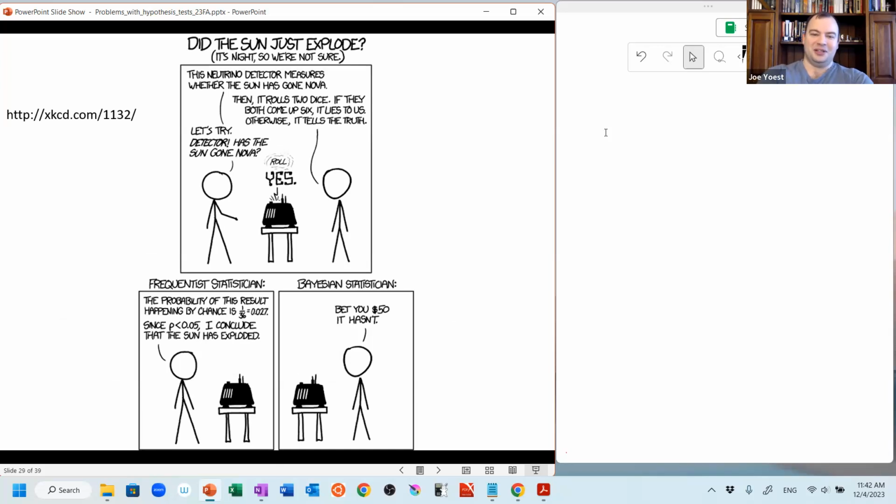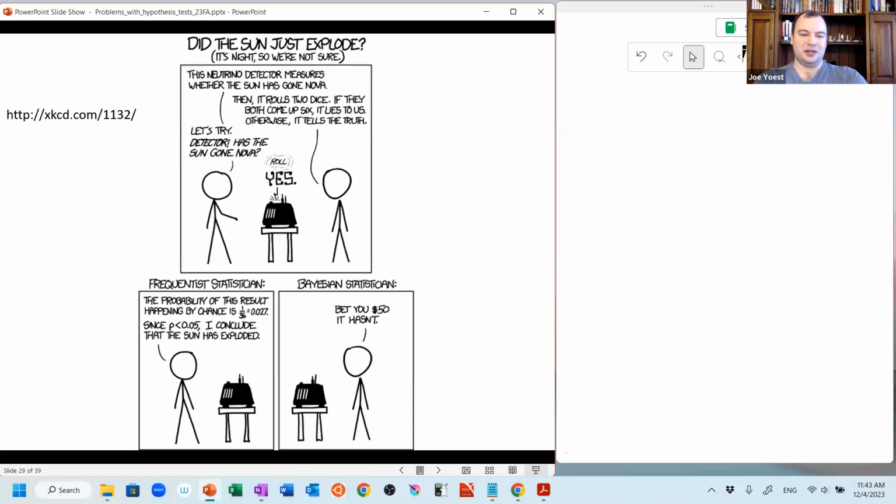So this is kind of like a joke to lighten the mood a little bit, from XKCD, the comics folks who make funny comics. It's titled, "Did the sun just explode? It's night, so we're not sure." The person on the left says, "This neutrino detector measures whether the sun has gone nova." The person on the right says, "Then it rolls 2 dice. If they both come up 6, it lies to us. Otherwise, it tells us the truth."